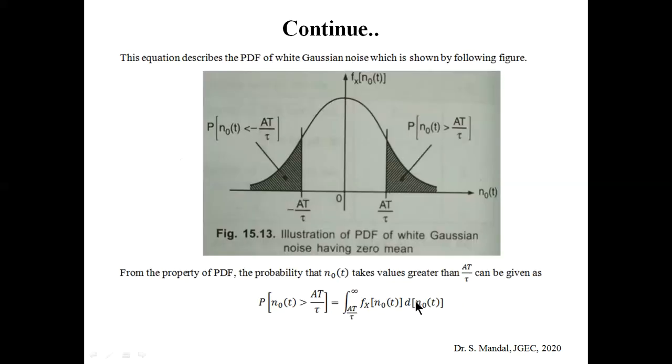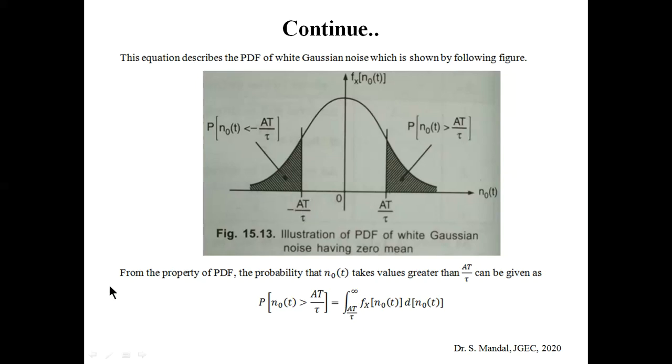If we plot this probability density function with respect to the value of the noise, the random variable, then we get this kind of distribution. And obviously you can see that the distribution is Gaussian in nature. Here you can see this is the point where the value of noise is maximum, AT by tau, and this is the point where its negative value is maximum, minus AT by tau.